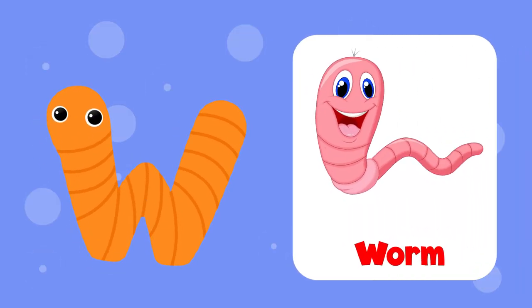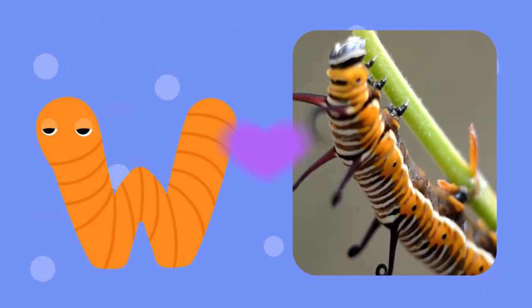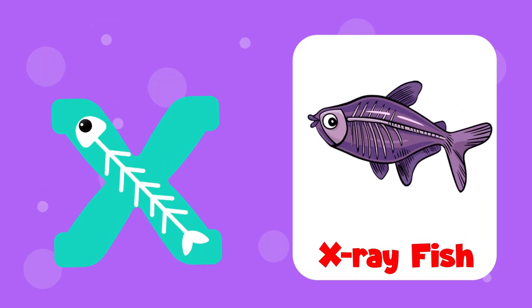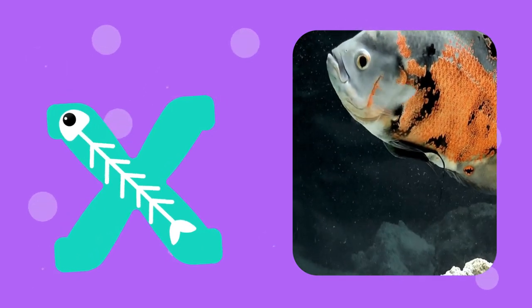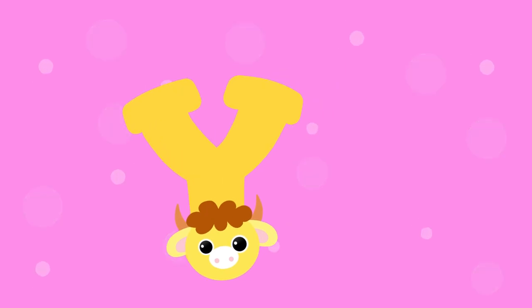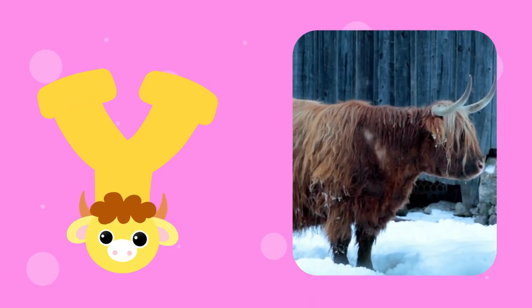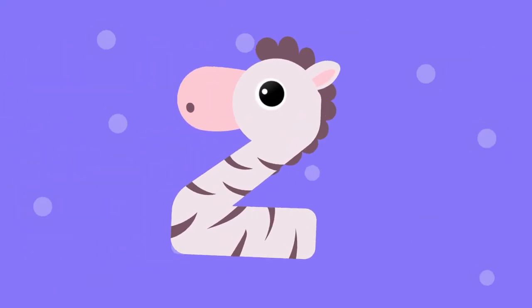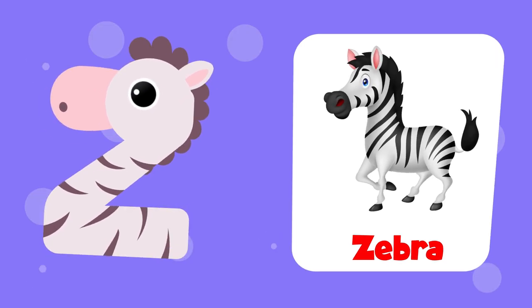W is for worm. Worm. X is for axefish. Axefish. Y is for yolk. Yolk. Z is for zebra. Zebra.